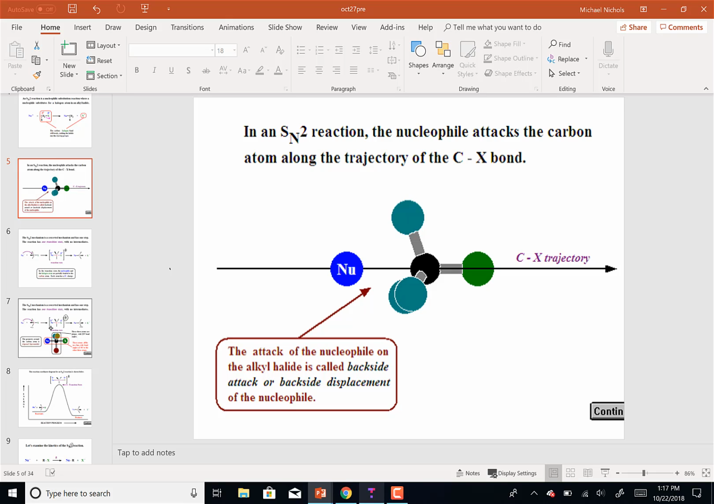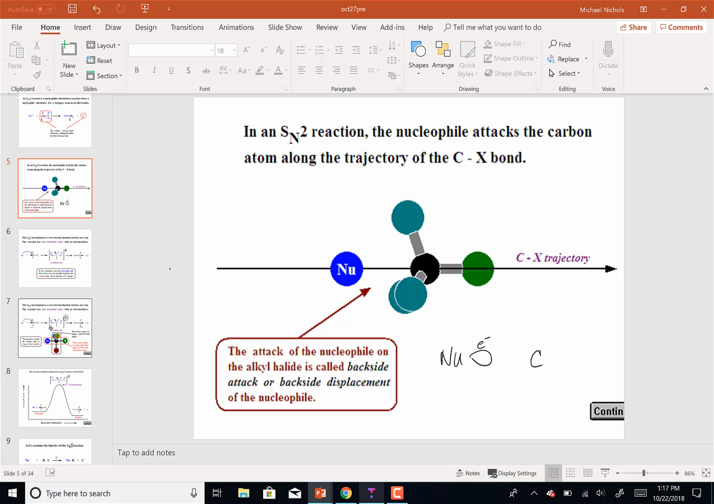And there is the possibility, at least on paper, that the nucleophile could attack from the front. We have evidence that that doesn't happen, but we now know why the nucleophile has to attack from the back. And that is because what's going to happen is the nucleophile has its electron density in the orbital that it's going to use to bond with the carbon.